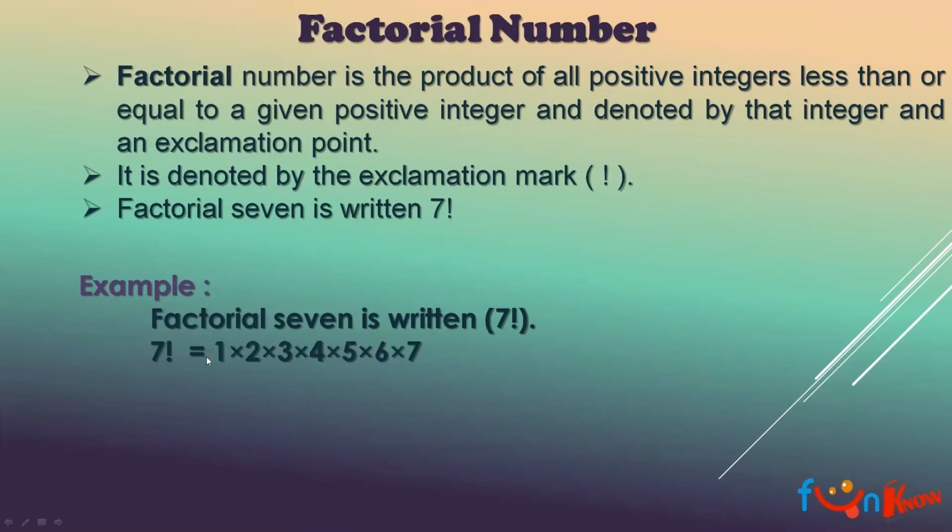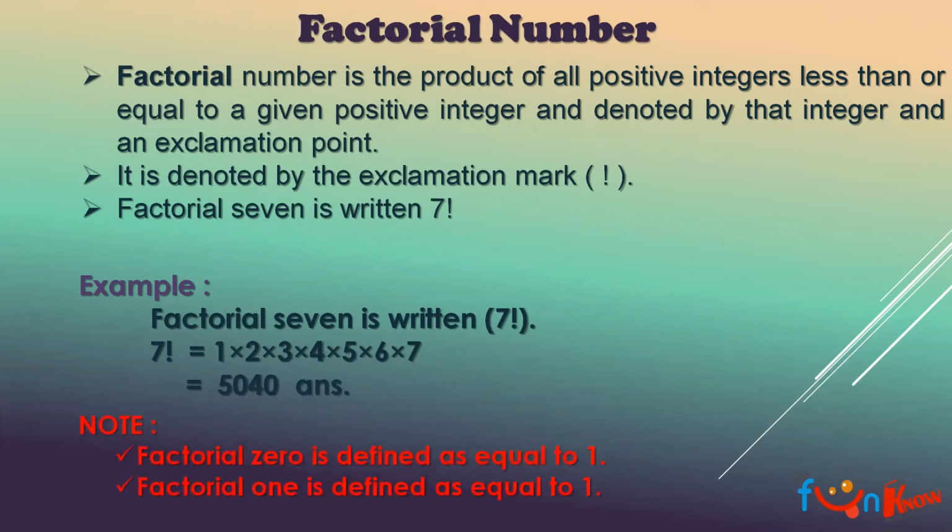As the definition says, you will start from 1 and you will multiply all the numbers up till 7. So 1 times 2 times 3 times 4 times 5 times 6 times 7. This number can be written as 7 factorial, and this number will be 5040.